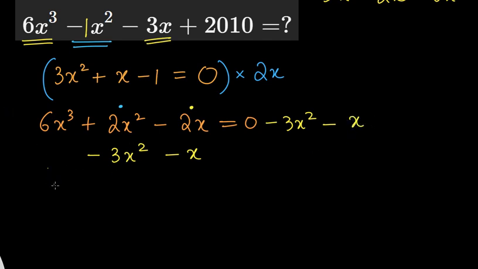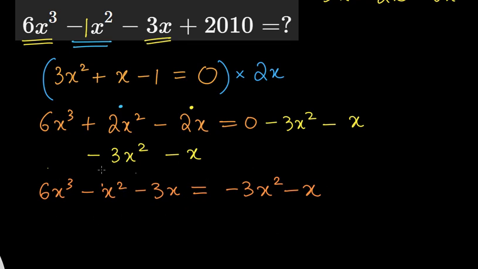Okay, so let us see what we get now. So this time we might be able to get the expression that we want. So that is 6x cube. 2x square minus 3x square is minus 1x square, or simply minus x square. And then this is minus 3x. This is equal to what? On the right side we have minus 3x square minus x.